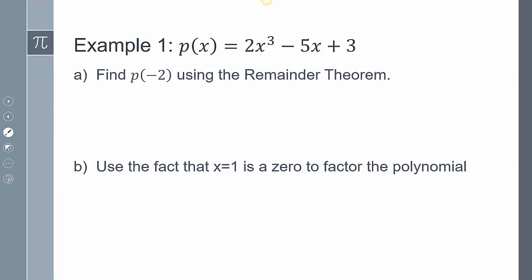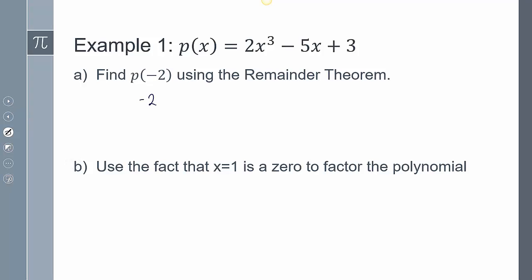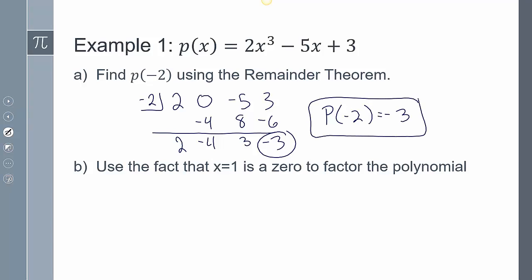So this first one here, it says find P of negative 2 using the remainder theorem, and then use the fact that x equals 1 is a 0 to factor the polynomial. So the first, if it's P of negative 2, I'm going to use synthetic division because it's much quicker. I don't have an x squared. And so now multiply and bring it down, multiply, add. So I can say that P of negative 2 is going to equal negative 3.